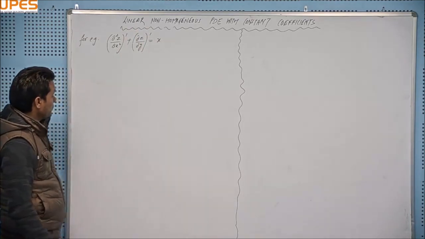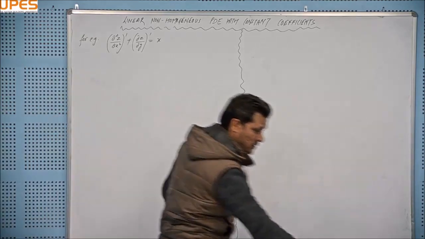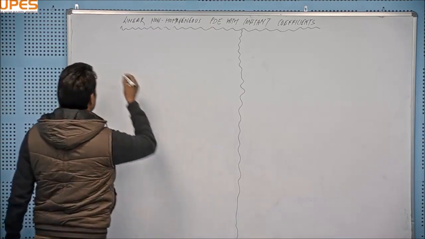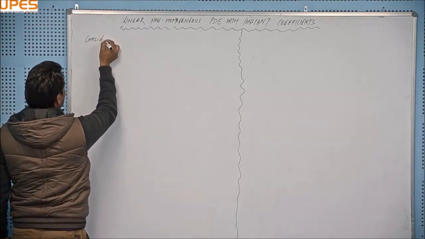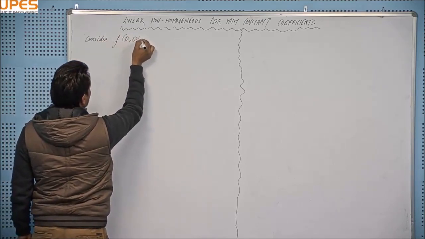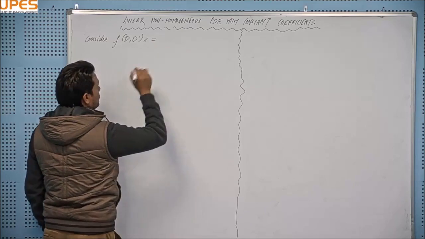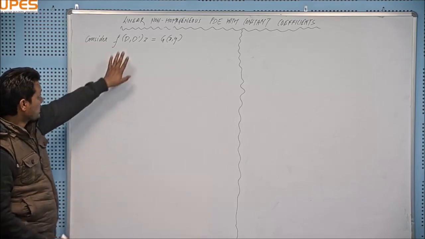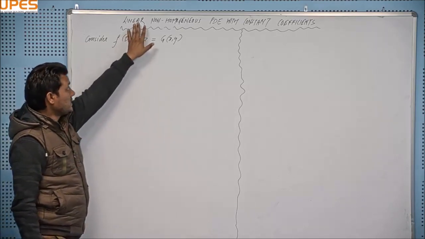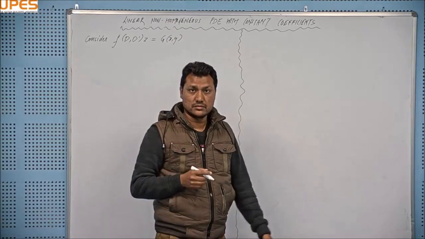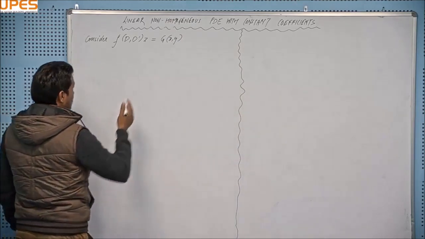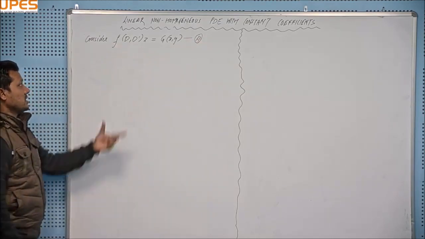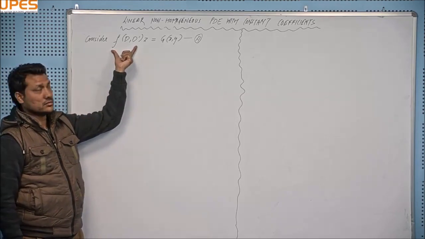Okay. Now writing in the same way in terms of operator F(D, D'), consider F(D, D') z is equal to capital G(x, y), where this F(D, D') is a linear non-homogeneous operator in terms of D and D'. Okay, and let me write it as equation number A. But remember that this is a non-homogeneous linear operator.